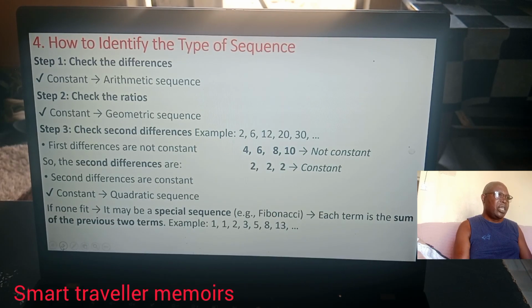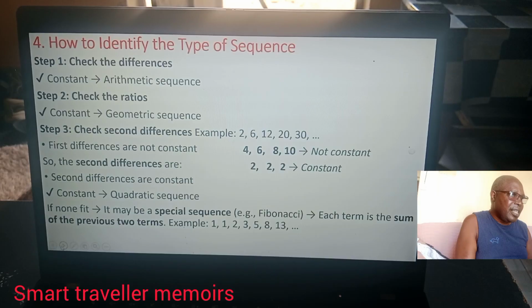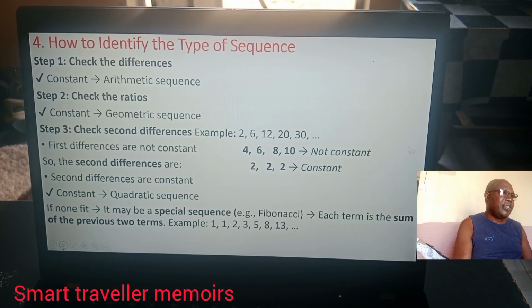Example, 2, 6, 12, 20, 30, and so on. First differences are not constant. That is 4, 6, 8, and 10, not constant. But the second differences are constant. That is 2, 2, 2.